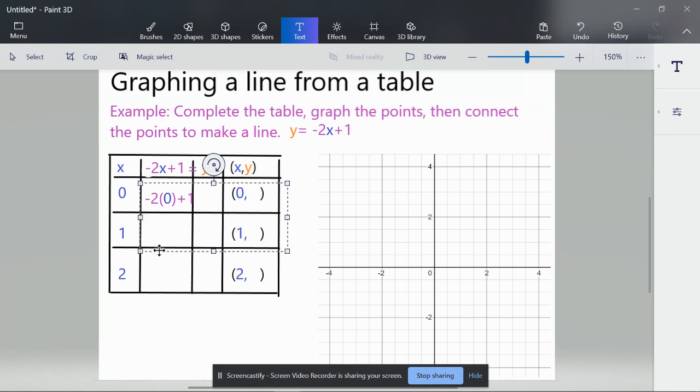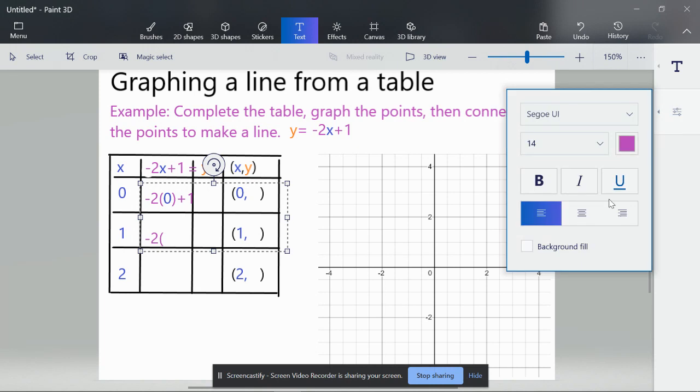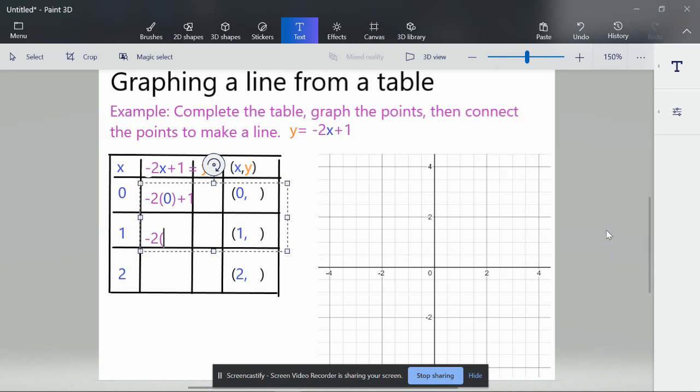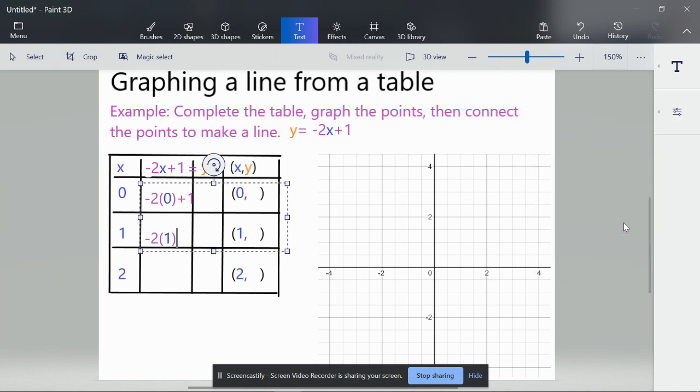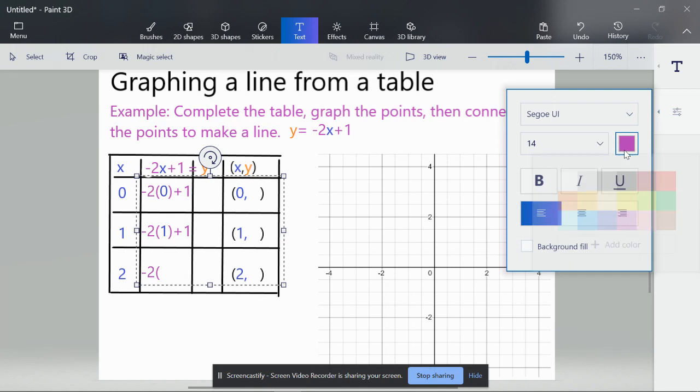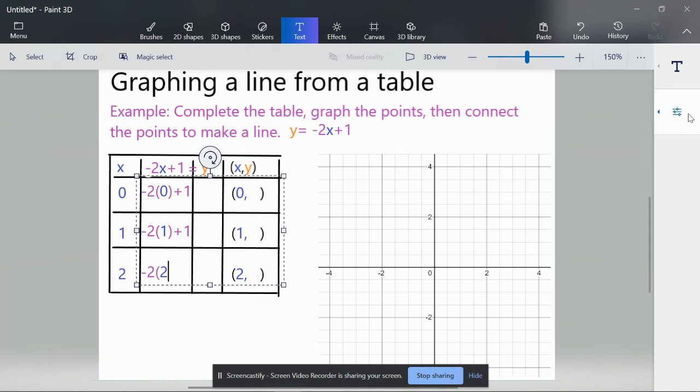So then in the next problem, we'll do negative 2. Negative 2 stays the same. The x changes to the positive 1. And then we keep our plus 1 on the end. It's a little cramped. Sorry about that. That's a little better. And then for the last row, we're still going to keep negative 2 the same. We are going to multiply by 2 this time. And then we are still going to keep our plus 1 on the end.